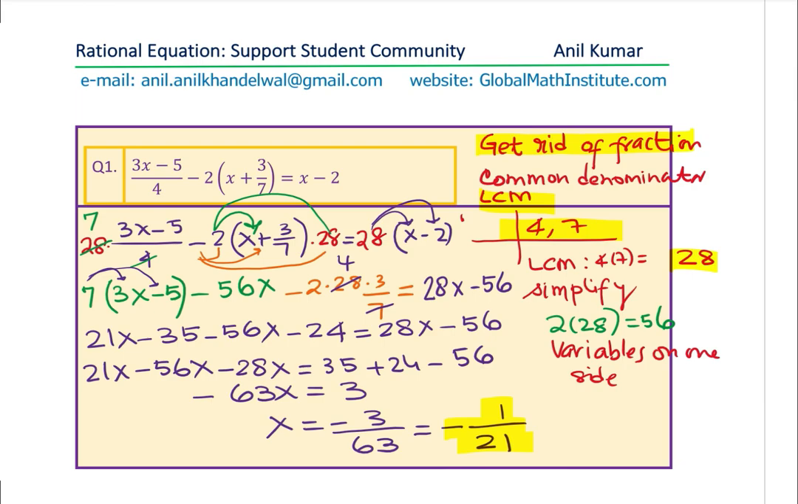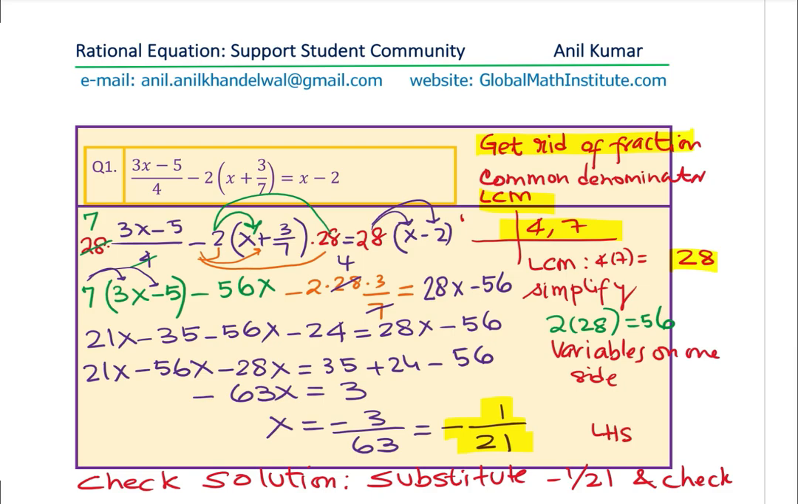I hope you have understood these steps to solve the equation. Now what you should do is check the solution. How do you do that? Substitute minus 1 over 21 and check. So when I say check, it means the left hand side should be equal to the right hand side. That is check solution.